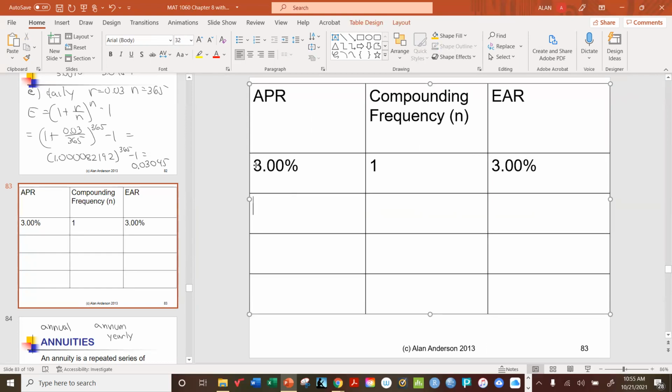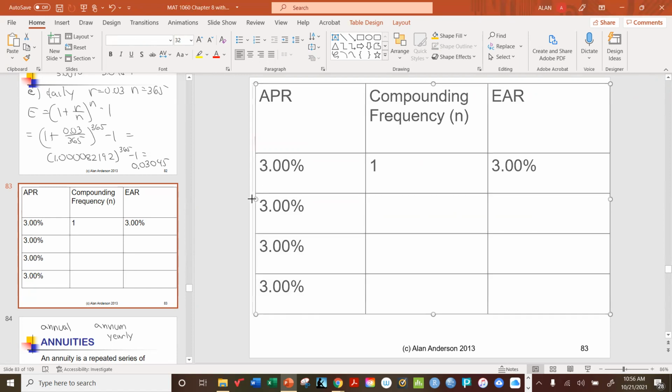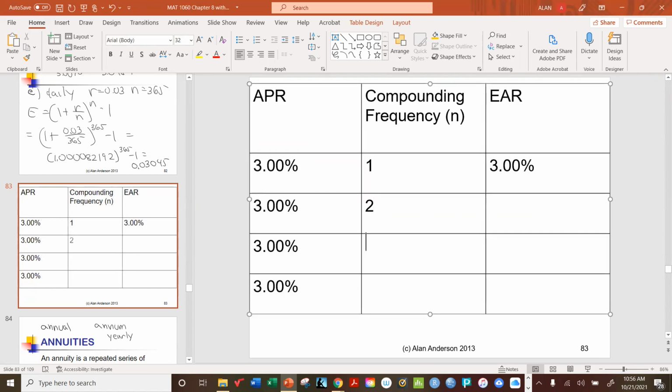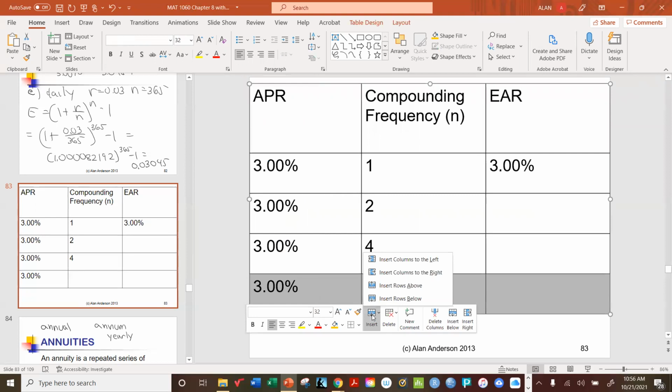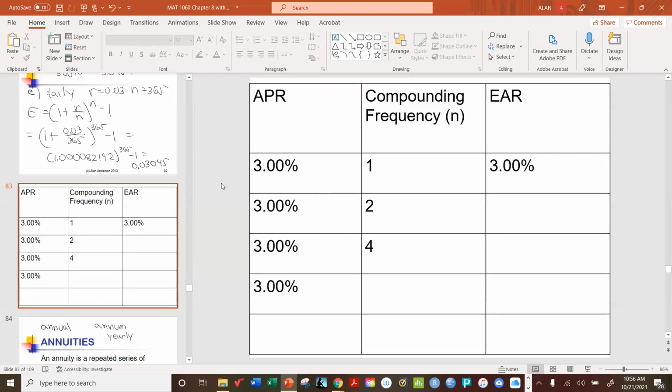All right, so in the first case, it was 3.0%. And then now these are all three, so I don't have to keep repeating this. Then we did 2, then we did 4. Oh, I need one more. Okay. All right. Then we did 12, and then finally we did daily, which is 365.